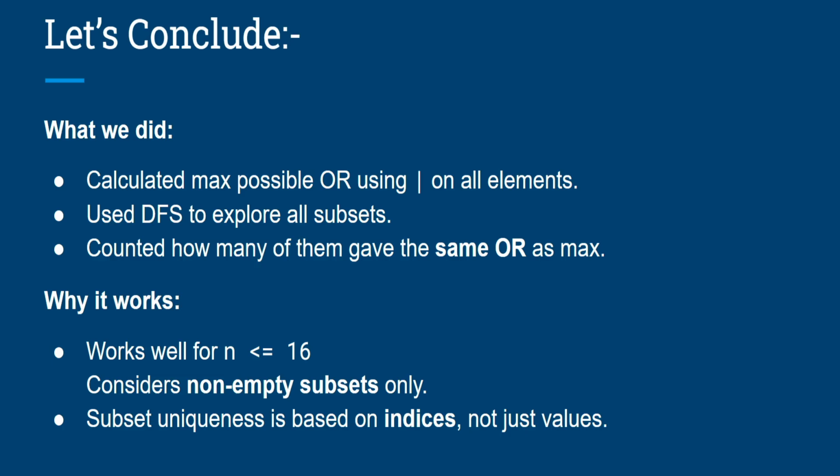So let's conclude what we did. We calculated the maximum possible OR using this operator on all elements. We use the DFS to explore all the subsets, and then we counted how many of them gave the same OR as the max. Why does this work? Because n can be less than or equal to 16, that gives you a very small subsets number, that we have already seen, and all are non-empty.